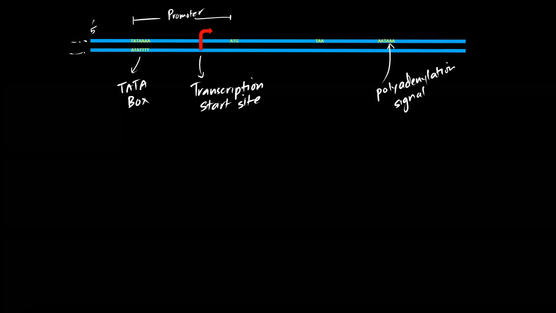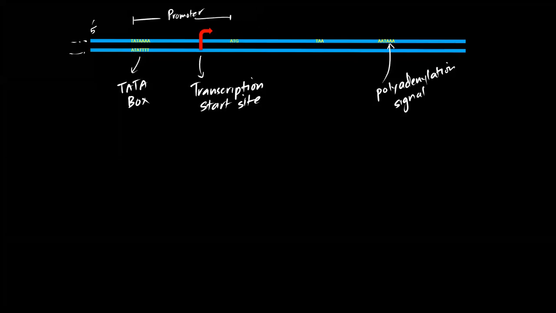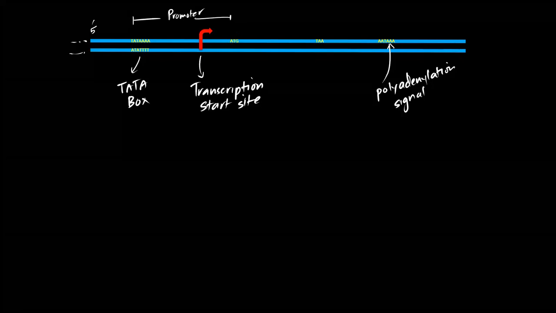This is the start codon, AUG. These are important for translation. This is the stop codon. This is again important for translation, not transcription.